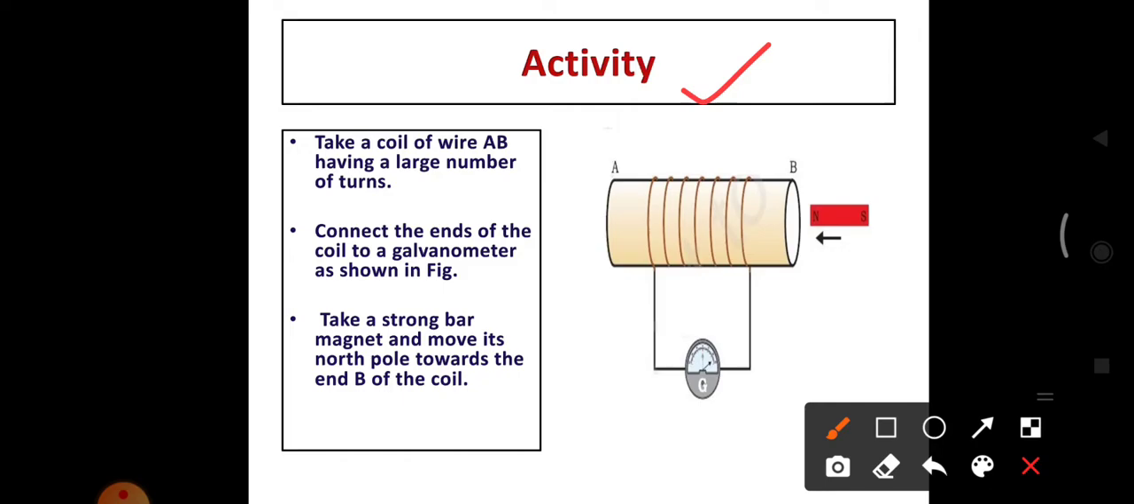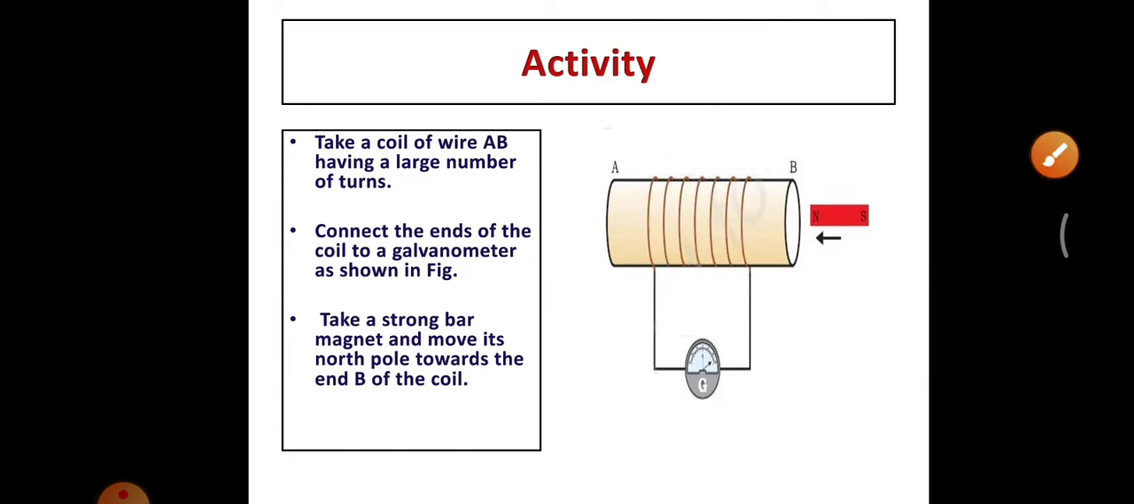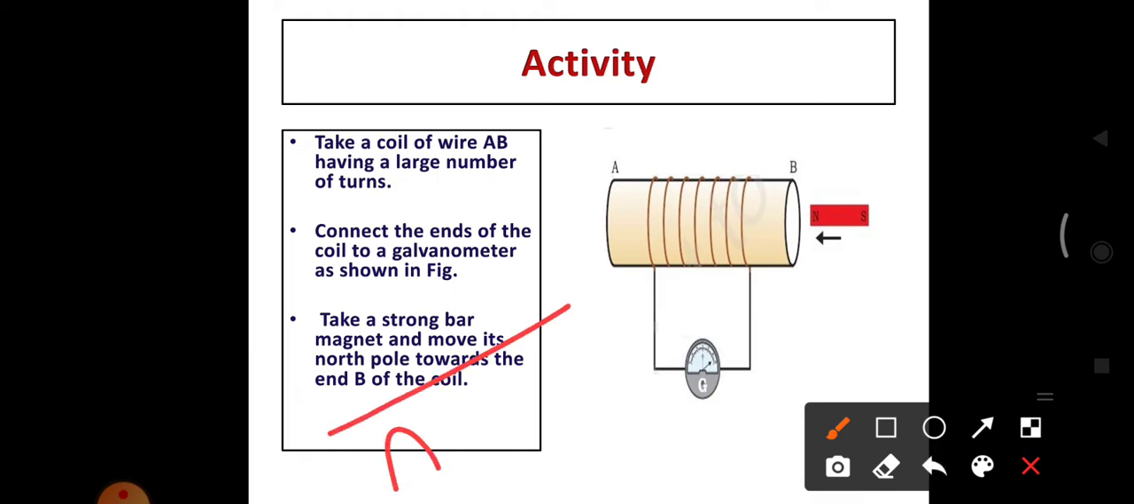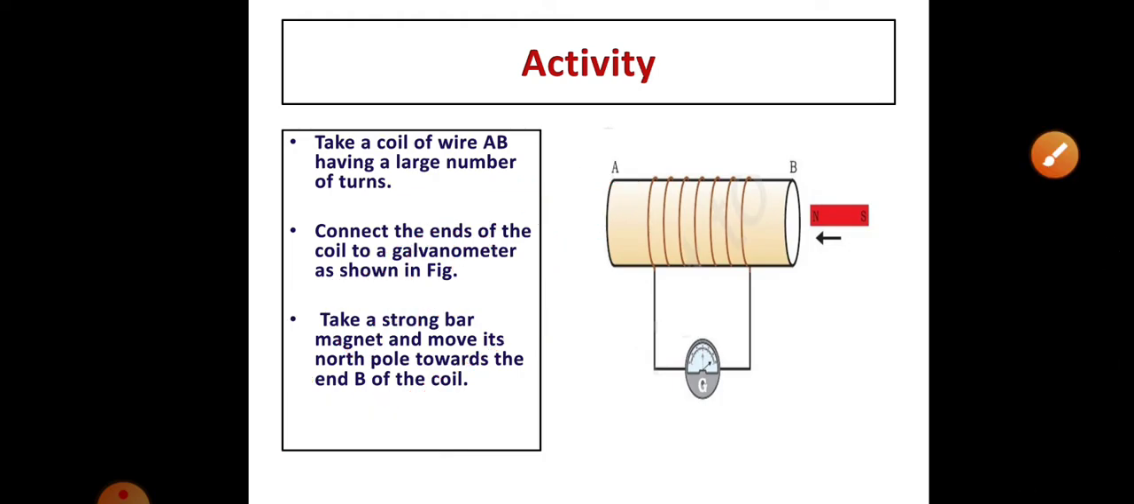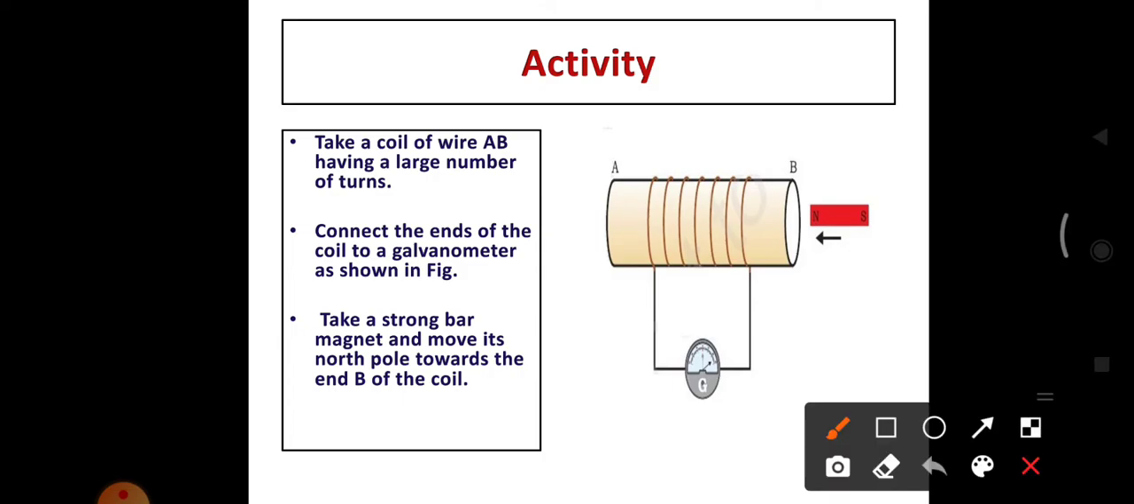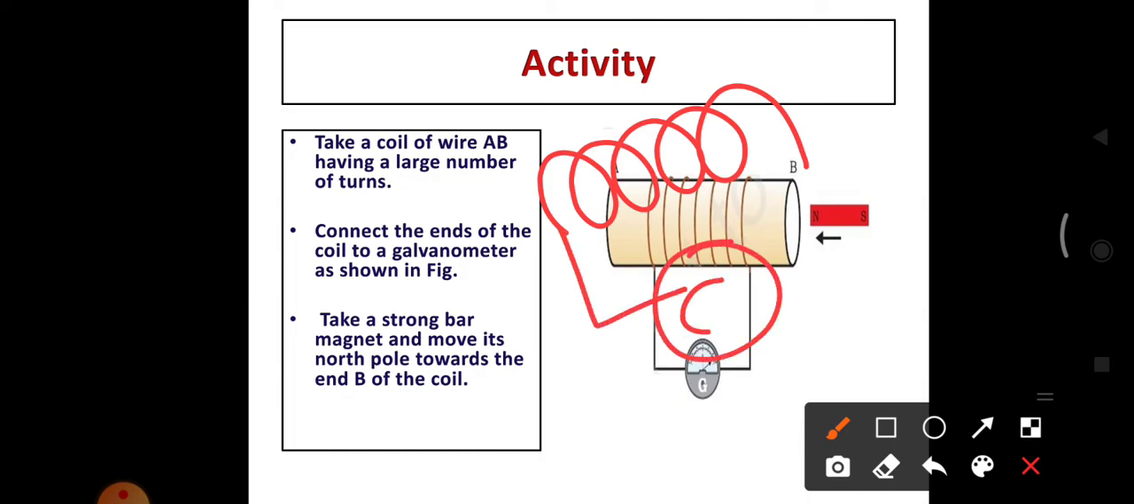He took a coil of wire AB. So this is a coil of wire AB having a large number of turns. He took the wire and made it into a coil with a number of turns. Connect the ends of the coil to a galvanometer. So this coil is connected to the galvanometer.